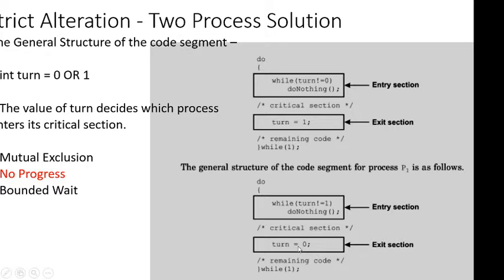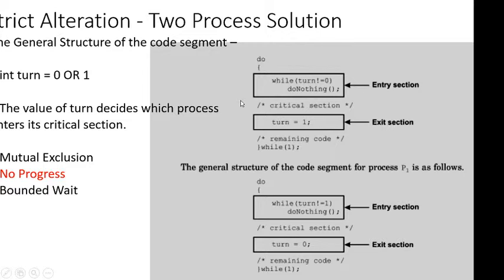Turn is P0's turn. When he comes inside here, he checks, is turn not equal to 1? It is not equal to 1, it is 0. So this is true. So when this is true, this while loop keeps running and he keeps doing nothing. Now he wants to enter his critical section, but he is doing nothing. Why? Because turn is 0. So turn is 0 means it's P0's turn.